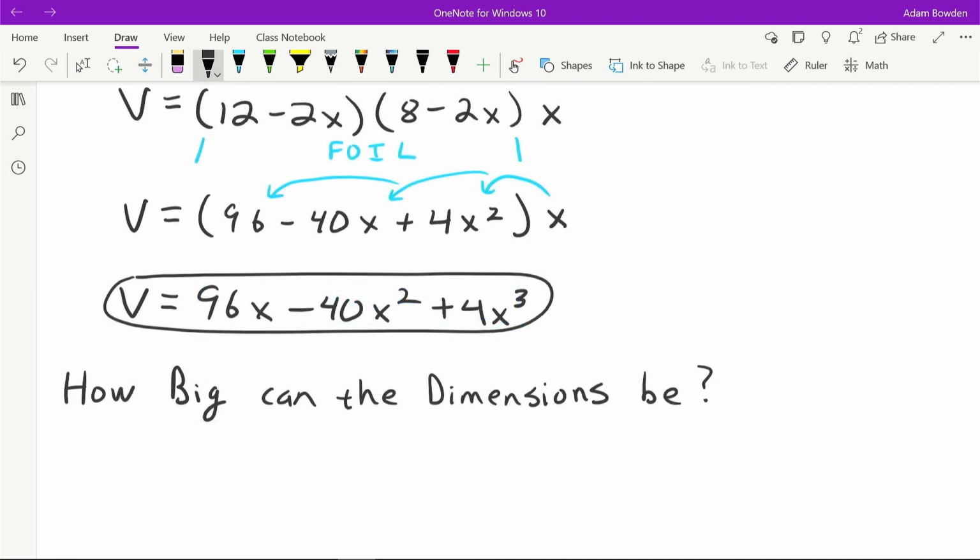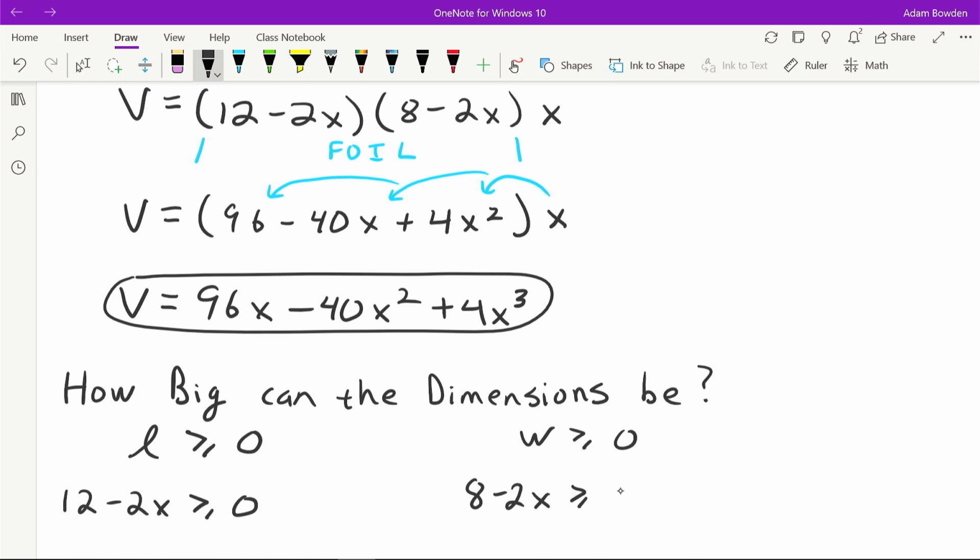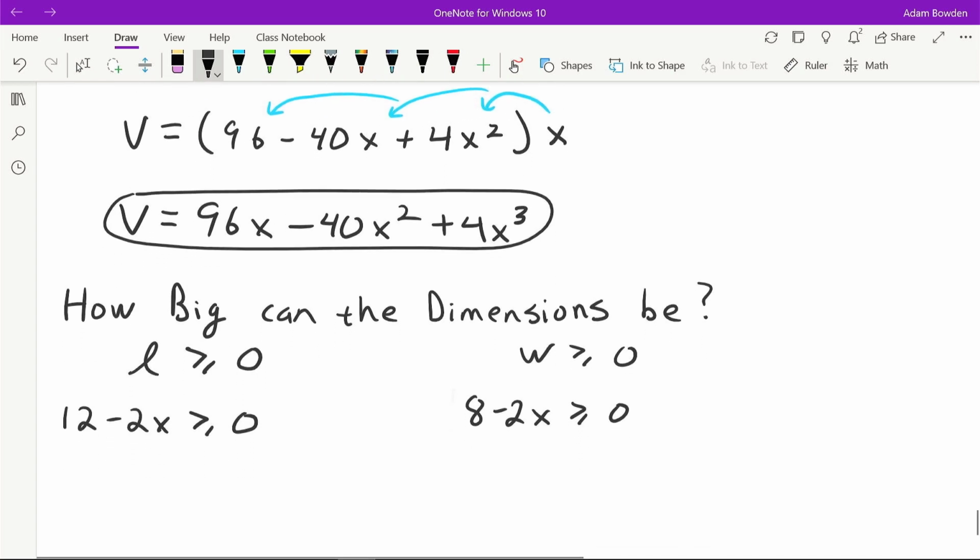Now, before we go any further, there is some consideration we need to make for how big these dimensions can be, the length, the width, and the height. So the 12 minus 2x is the length. We know length needs to be at least bigger than or equal to 0. Same with width, greater than or equal to 0. So the length being 12 minus 2x, we're going to put that greater than or equal to 0. And the 8 minus 2x, we're going to also put that greater than or equal to 0.